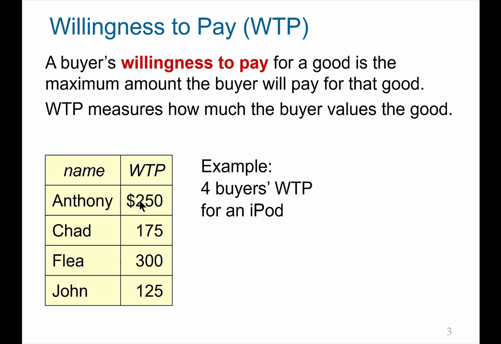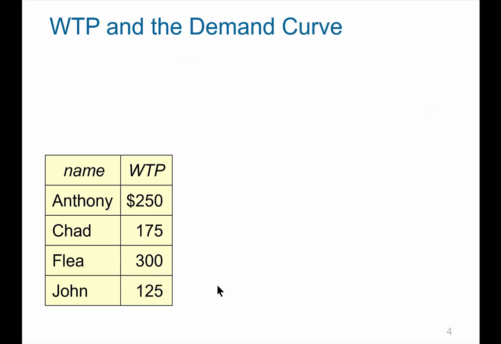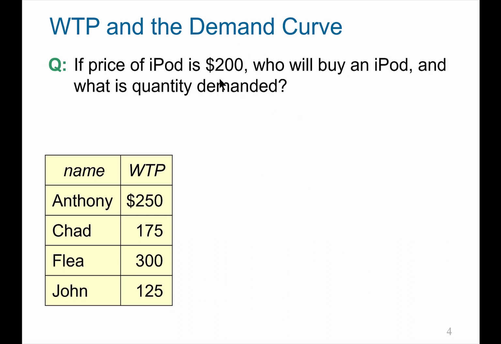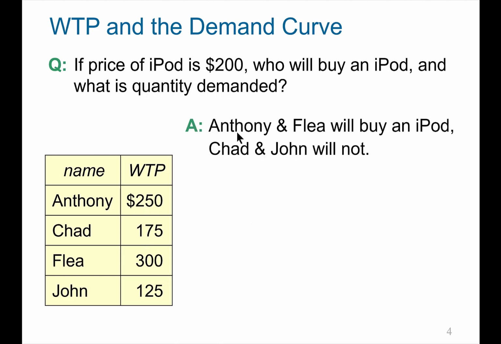The willingness to pay for each of them is listed here, with Flea having the highest valuation for the good, John having the lowest. And we're going to ask ourselves, if the price is 200, who would be willing and able to pay? At a price of 200, let's see who would buy it. Flea would buy it and Anthony would buy it. So Flea and Anthony would buy it because that price is lower than their willingness to pay, lower than what they value the good at, and therefore the quantity demanded at that price.